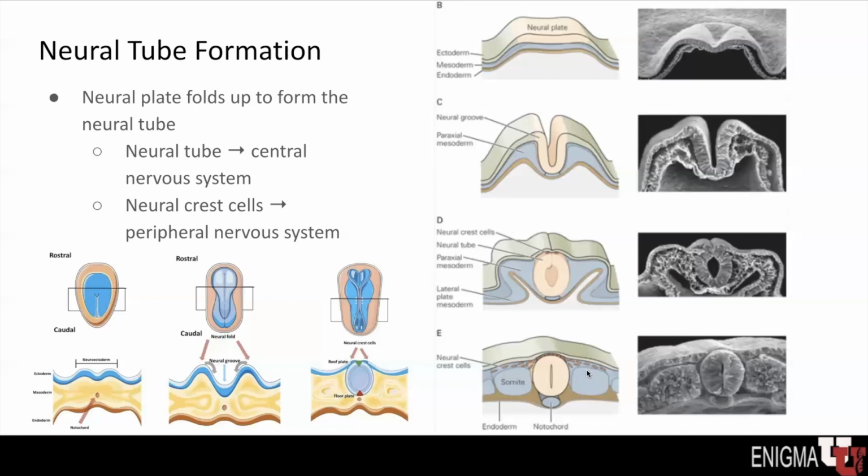And then down at the bottom, we again see this neural tube. And on either side, we now have the formation of somites. These are precursor populations of cells that will become the skin, the cartilage, tendons, vertebrae, and so forth. And again, you can see how that corresponds with the micrograph there on the right.